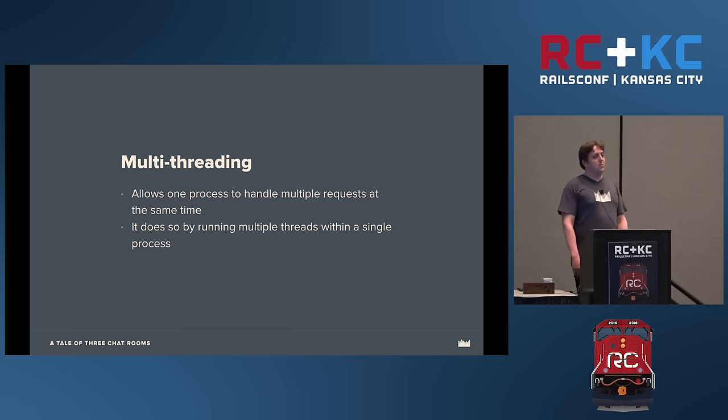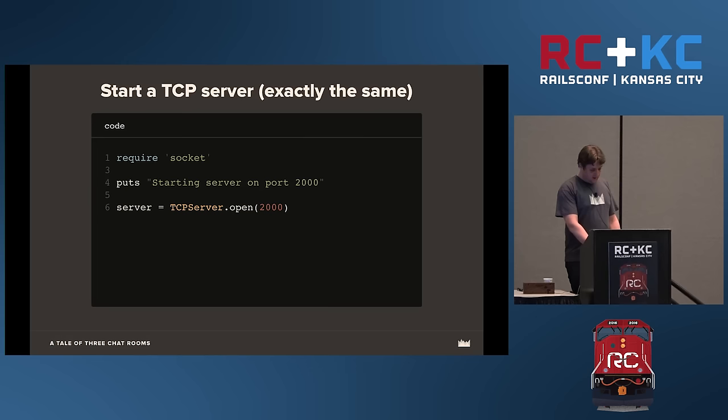Which brings us to the next model, which is multi-threading, which makes a lot more sense for a chat application, actually. What happens here is that you have a single process, and within this process you can boot threads that do work, but they still share all the memory. So if you mutate something in memory in one thread, it will also be different in another thread. And that looks something like this.